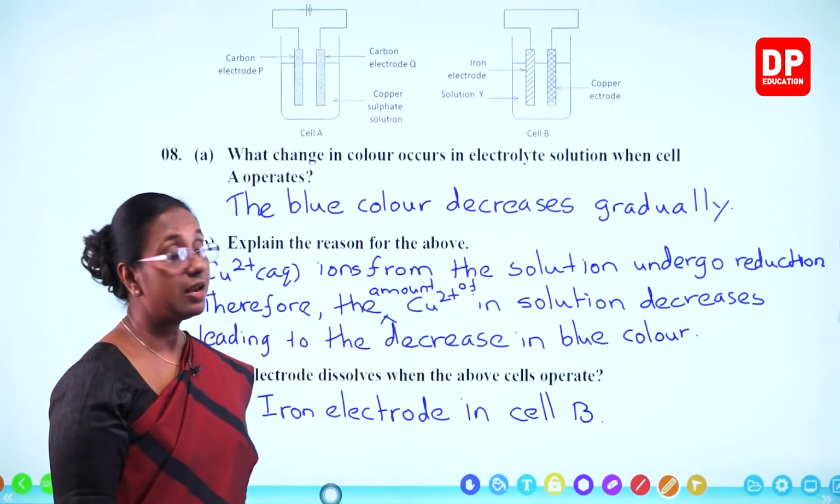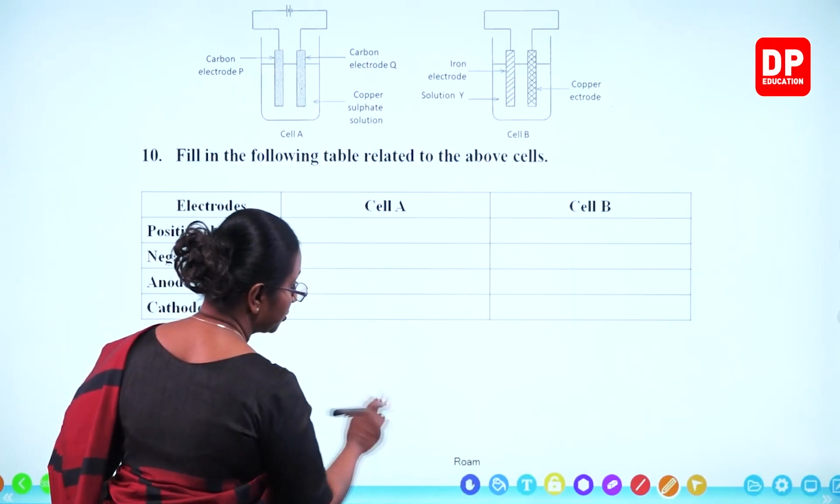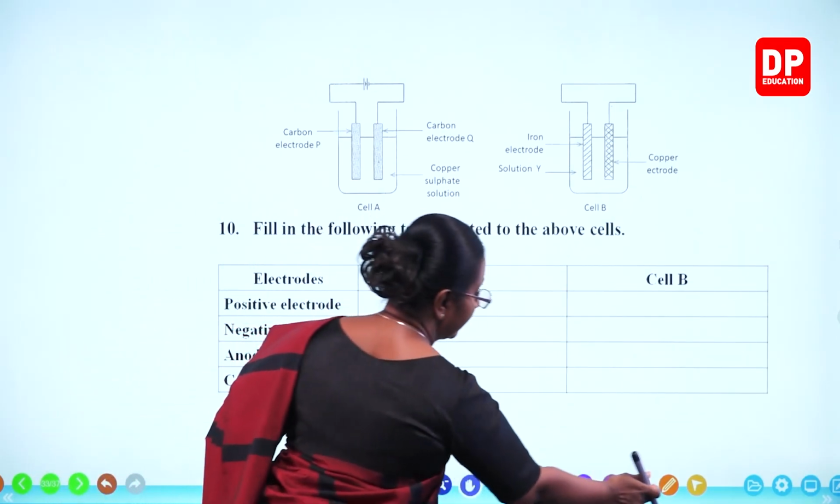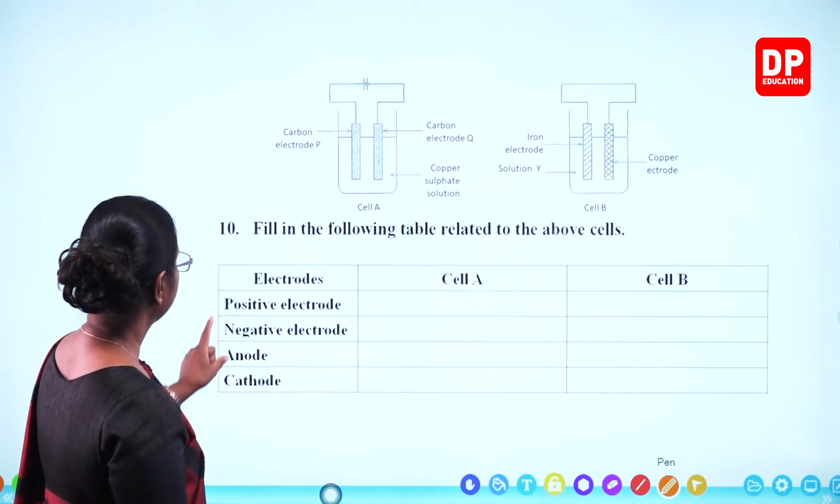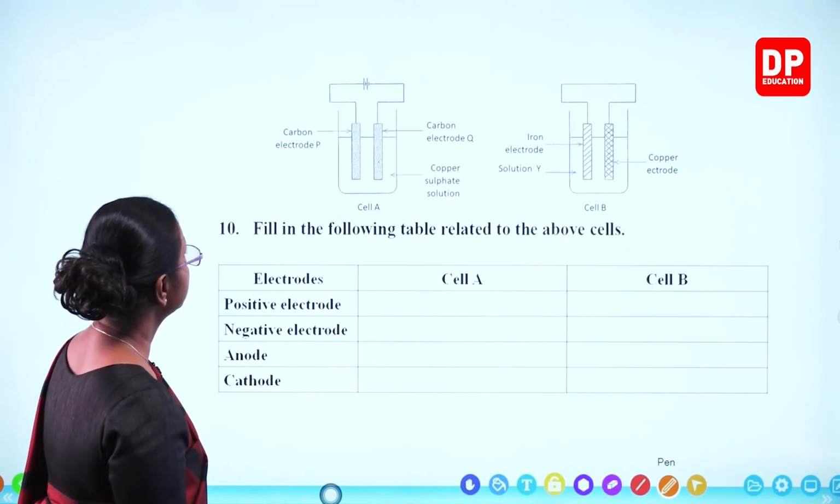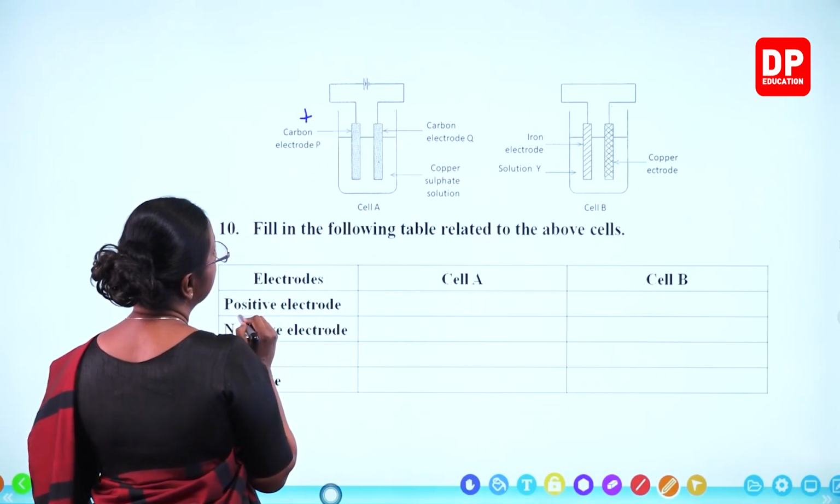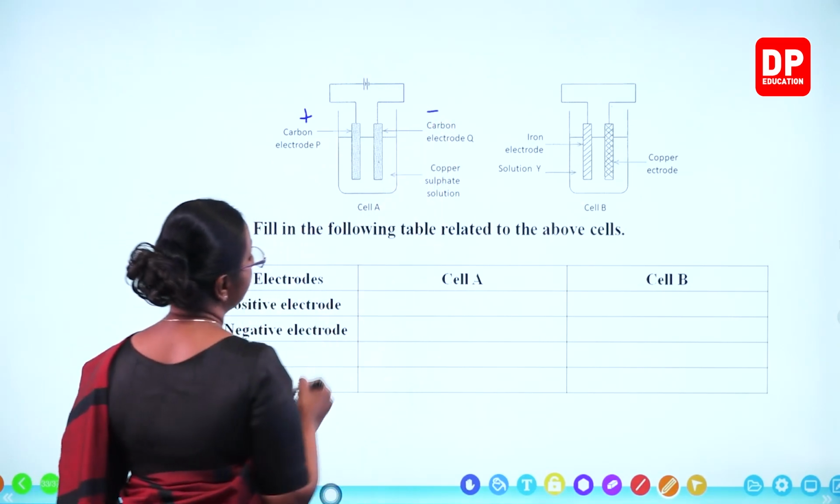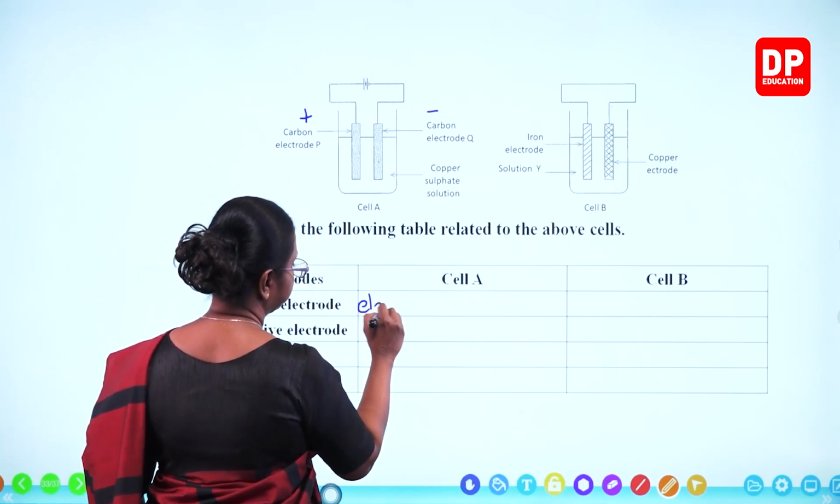With that, students, again I'll move on to the next slide. The question continues. Part 10, you have the same diagram. Part 10, fill in the following table related to the above cells. So, we have discussed all these. Now, you need to fill up the table. The electrodes, cell A, cell B. In cell A, what is the positive electrode? Now, I told you all, because this is positive, electrode P becomes positive, electrode Q becomes negative. So, positive electrode is electrode P.